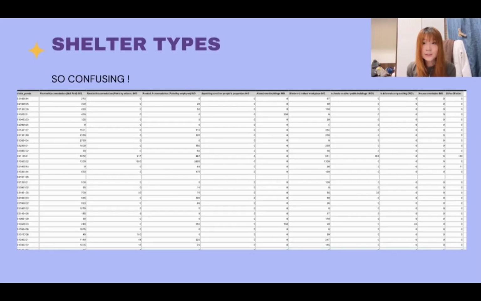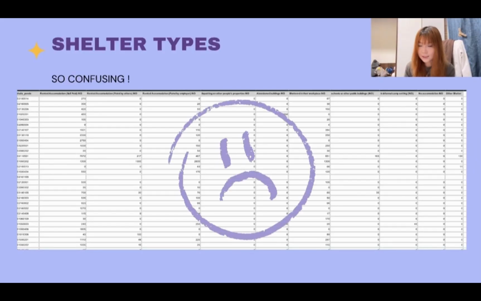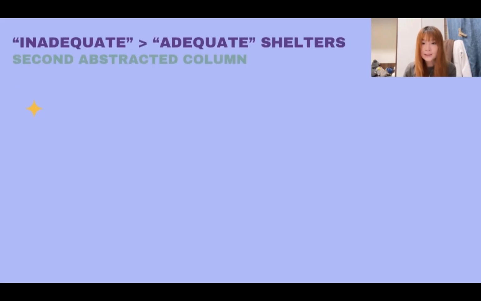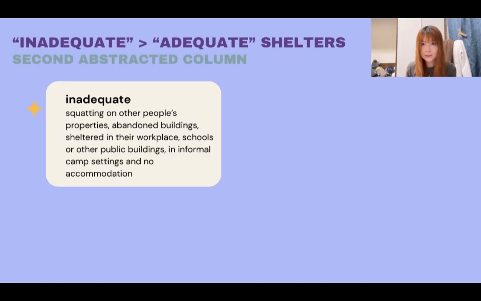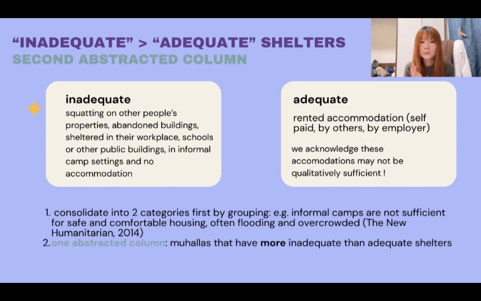In the data set, the shelter types given are so many that it is very hard to look at, so we decided to combine them into 2 different categories, depending on whether they're sufficient for safe and comfortable housing or not. So we have inadequate, which refers to squatting, abandoned buildings, and shelter in workplaces, and then we have adequate, which are rented accommodations, even though we do acknowledge that these accommodations may not be qualitatively sufficient. Then we created one abstracted column, which is the muhallas that have more inadequate than adequate sheltering.